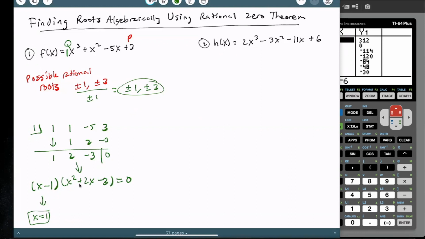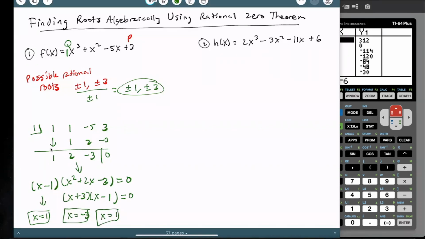Okay, so set it equal to 0. I think we should be able to factor this more. Factors of 3, the signs are different, so plus or minus. I needed 2, so 3 minus 1 gives me a positive 2. So it looks like my other roots are going to be -3 and positive 1.